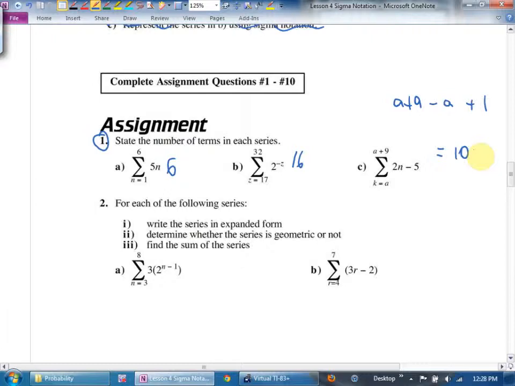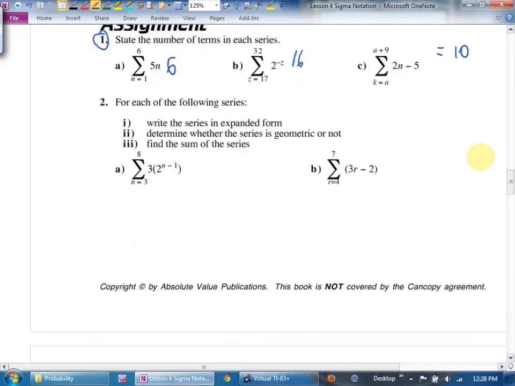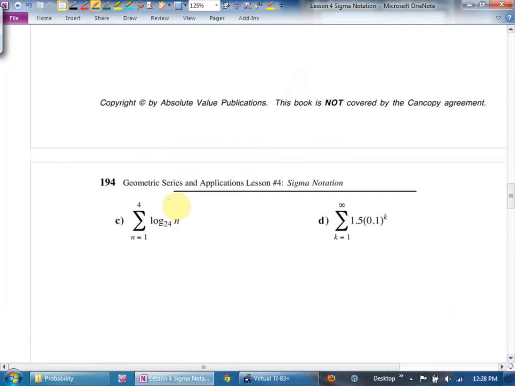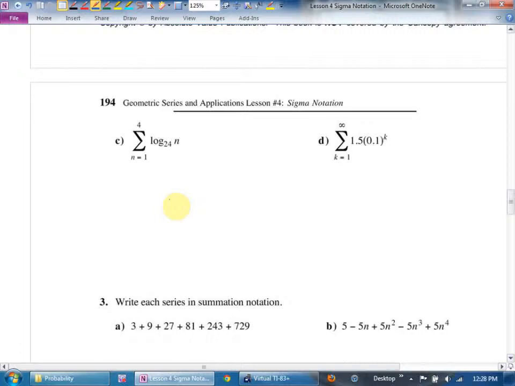Okay. 2A, but cross out the middle. Oop, cross out that. 2A, parts 1 and 3: write it out in expanded form. How many terms will there be? 6. And then add them up. C and D. Logs? Yes, logs.